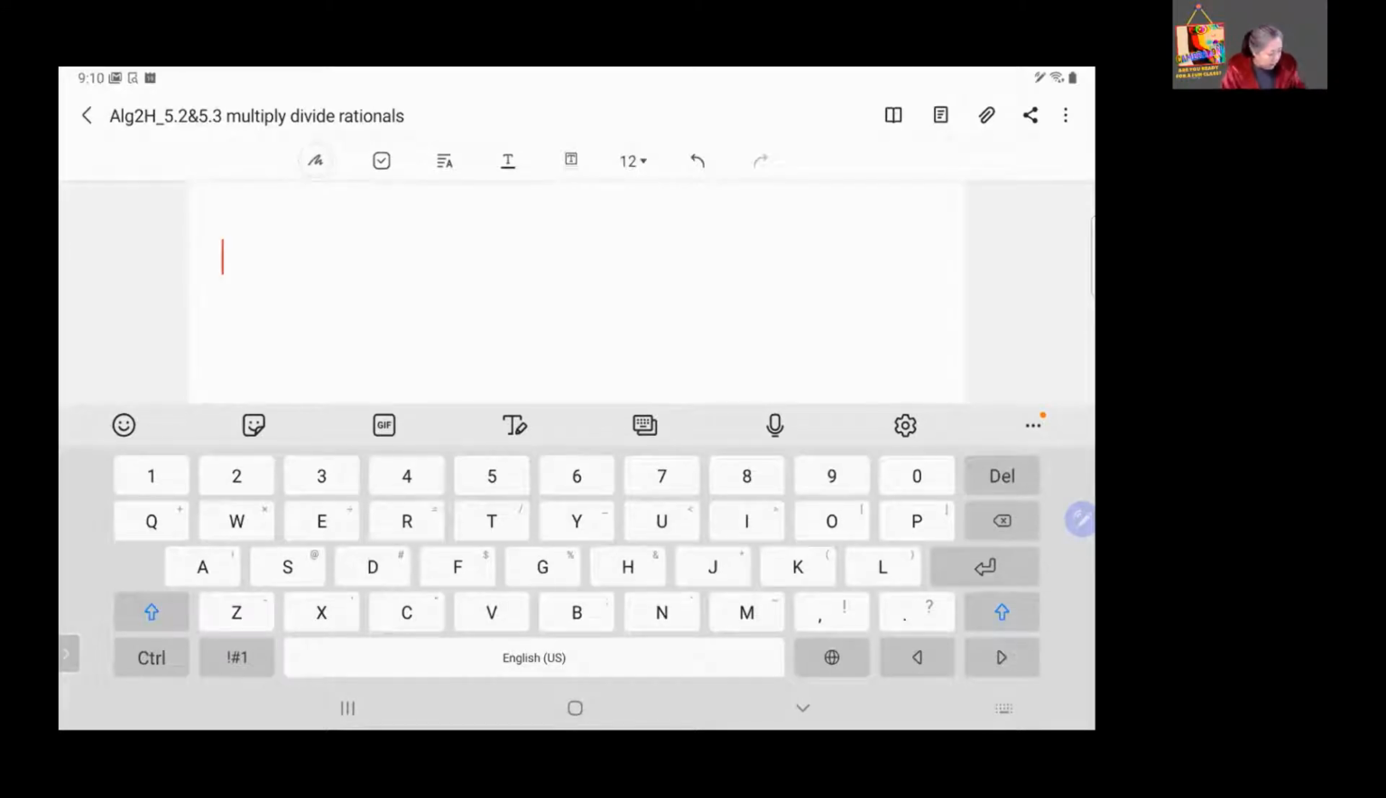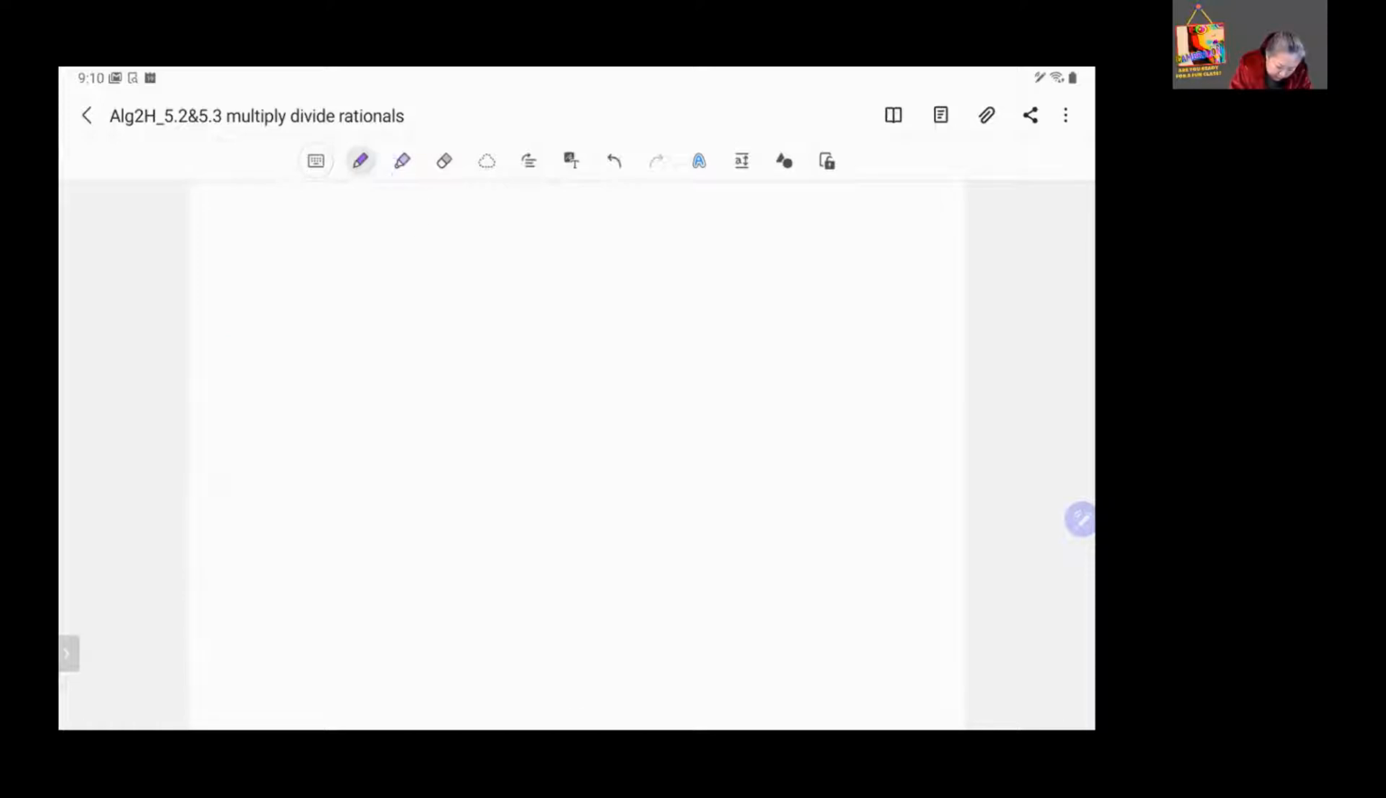Today, Algebra 2 Honors class covers section 5.2 and section 5.3. It's about multiplying and dividing rational expressions. Okay, so let's have a quick recall of what we did for multiplying regular fractions. Let's make a real quick example.